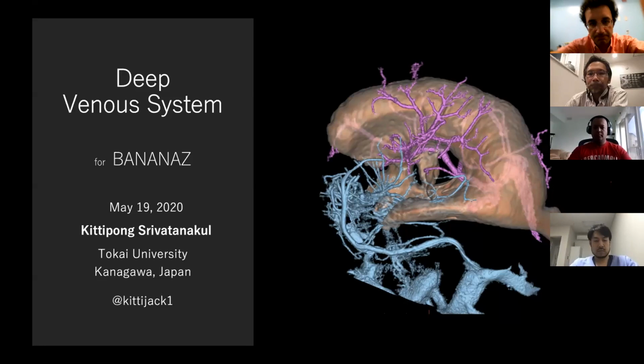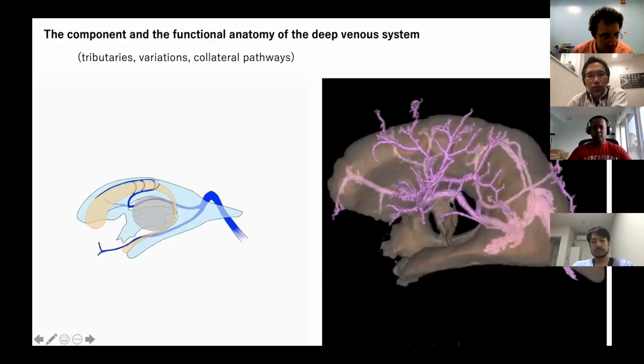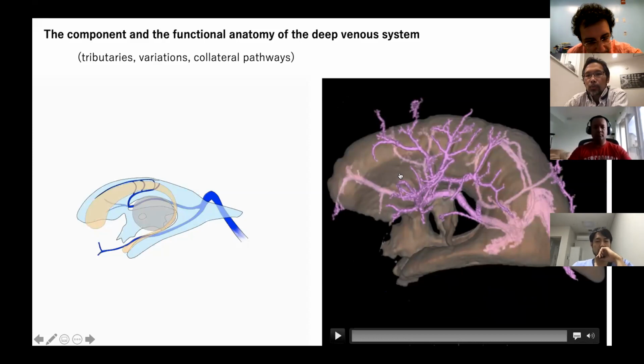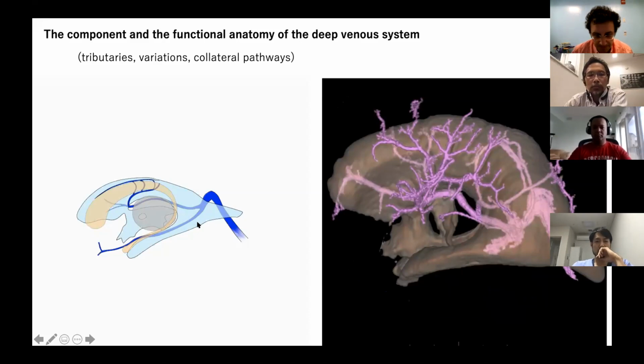Okay, so I've put in my title slide a system of the deep venous system with the other connections, to the cavernous sinus and all. We'll go through this. The component and the functional anatomy of the venous system is what I'm going to talk about today. That means we have to talk about the internal cerebral veins, and also the basal vein of Rosenthal, which is not 100% deep. It's not really considered to be a true deep vein, but it participates in this deep venous system. That's why we need to talk about it.